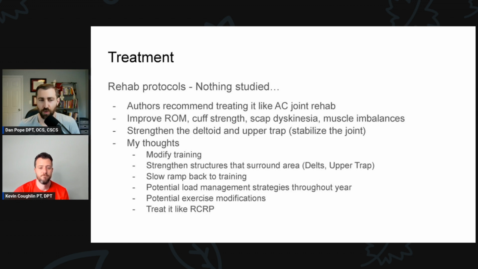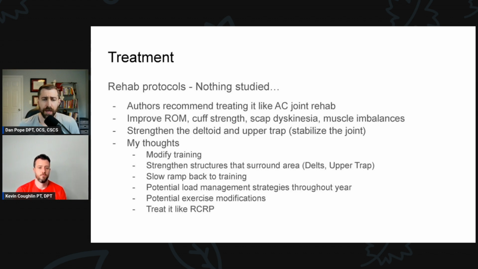The delts are important. Oftentimes we vilify the delts, like, oh, delts are too active, cuff is not strong enough. I'm not saying not to strengthen the cuff. I think we should. I just think it's probably wise to make sure you're focusing on the delts as well as the upper trapezius, right?